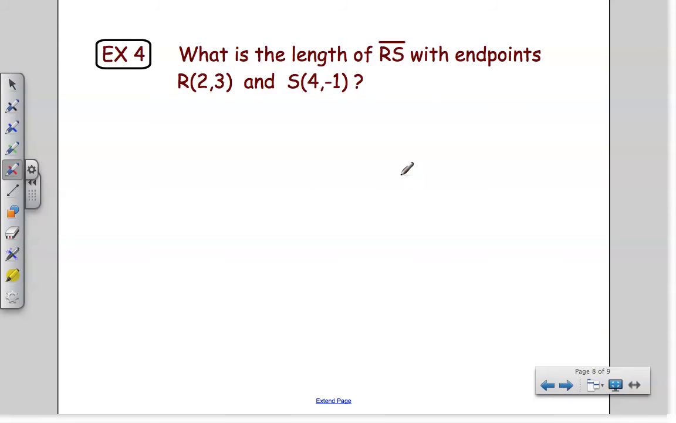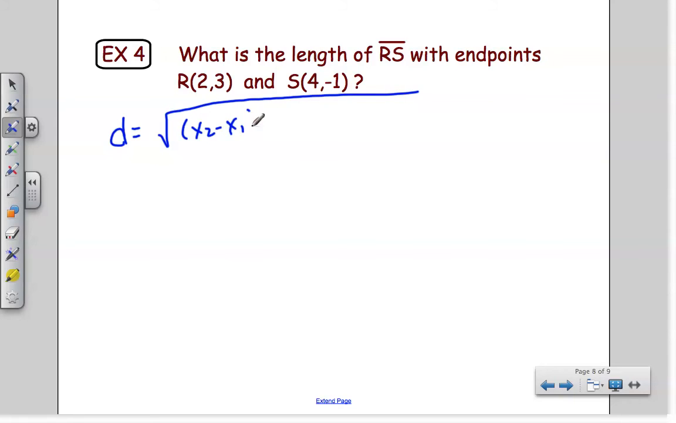So let's give distance formula a shot on an example. What is the length of line segment RS with these endpoints? I need the length, I need distance formula. So I know distance equals, I'm going to be doing a big square root, I'm going to be subtracting x's, squaring that, I'm going to be subtracting y's and squaring that.